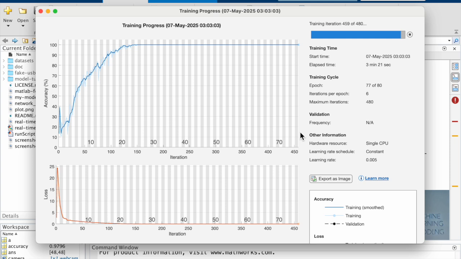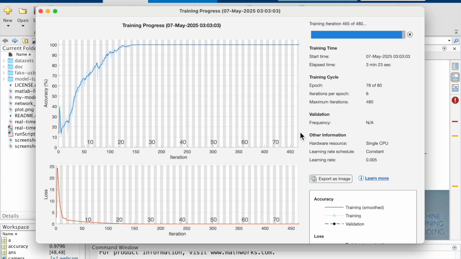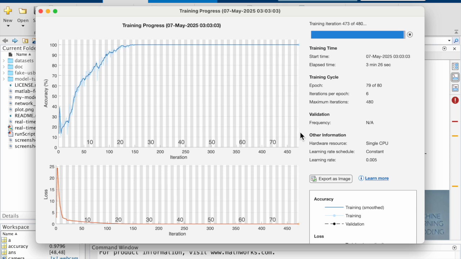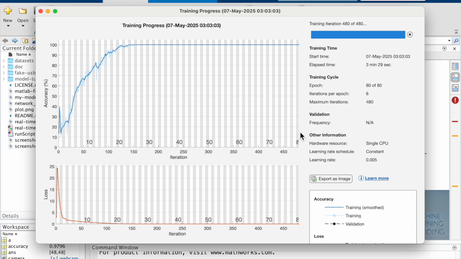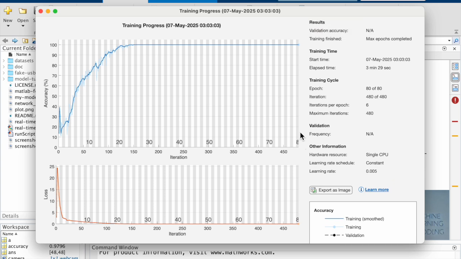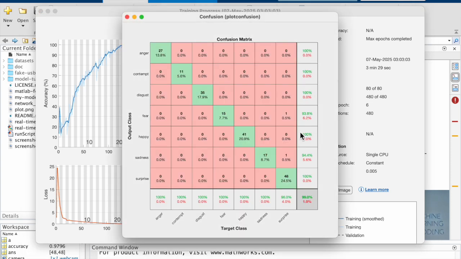And now we can get back to the model we ran before. As you can see, after 150 iterations, the accuracy becomes really high and stable, approximately 100%, and the loss becomes really low, approximately 0. We can also see the confusion from the confusion matrix. As we can see, the model confused the surprise with fear, and also the surprise with sadness. The accuracy this time is 99%.